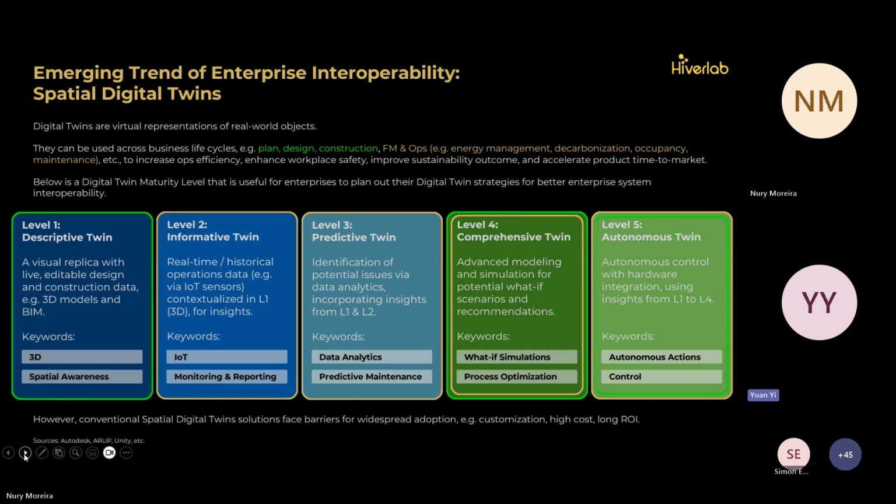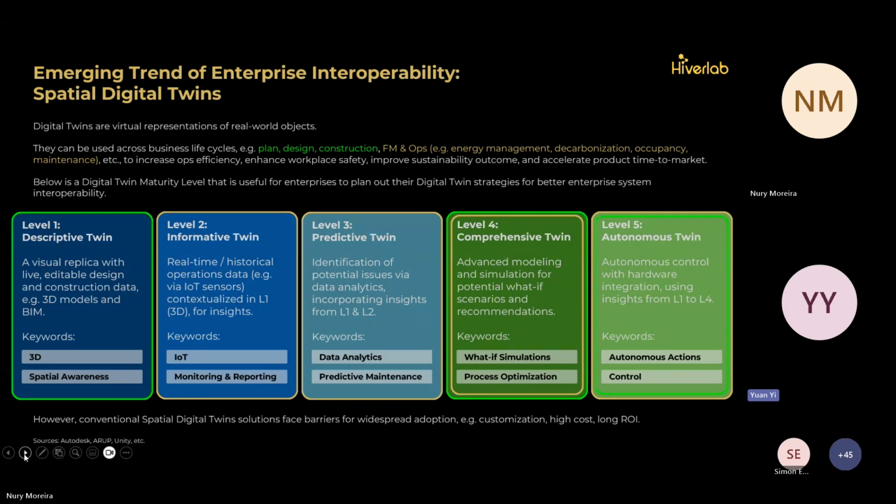Level 4 is the comprehensive twin, which is usually the more complex scenario. It's quite difficult for human beings to understand the different parameters we may need to deal with. So in this case, we usually run simulations, and from there we try to pull out the parameters based on the simulations for further analysis.